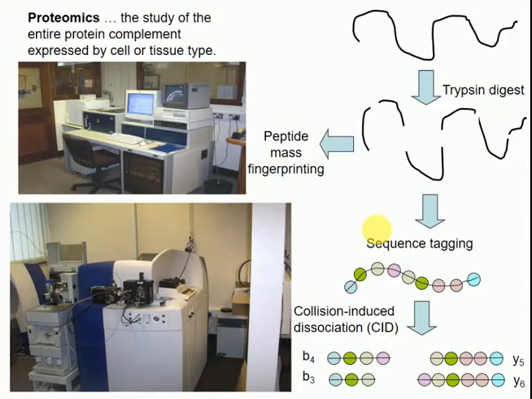And then if you want to identify the protein, you've got two methods available to you. One is peptide mass fingerprinting, and that's a fast method, but with lower confidence. Or you can do sequence tagging, which makes use of collision-induced dissociation, so tandem mass spectrometry, and that is slower, but it gives you higher confidence in your protein assignment. Okay, and we're going to look at both of those.